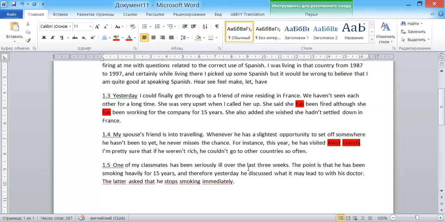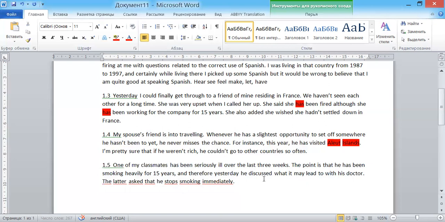The point is that he has been smoking heavily for 15 years. Again, 15 years ago, he started to smoke heavily, and he does the same these days as well. So again, we use the present perfect continuous tense. And therefore, yesterday he discussed, past simple, what it may lead to with his doctor. Again, the same rule we talked about a bit earlier. You see, yesterday, we've got the reference to the past. That's why I use the past simple tense, discussed.